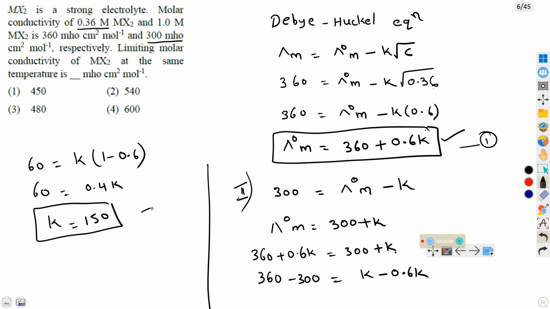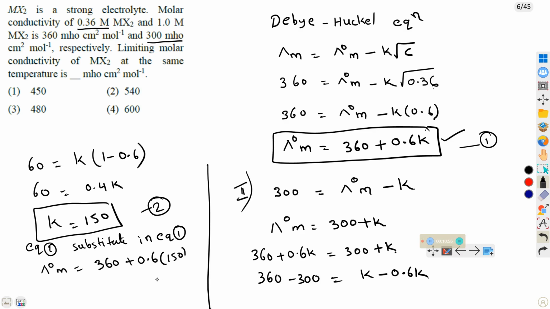Equation 1. This is equation 2. Equation 2. Substitute in equation 1. Then Cₒ(M) is equal to 360 plus 0.6 into 150. Simplify. Then 360 plus 90, that is equal to 450. So the correct answer is the first option.